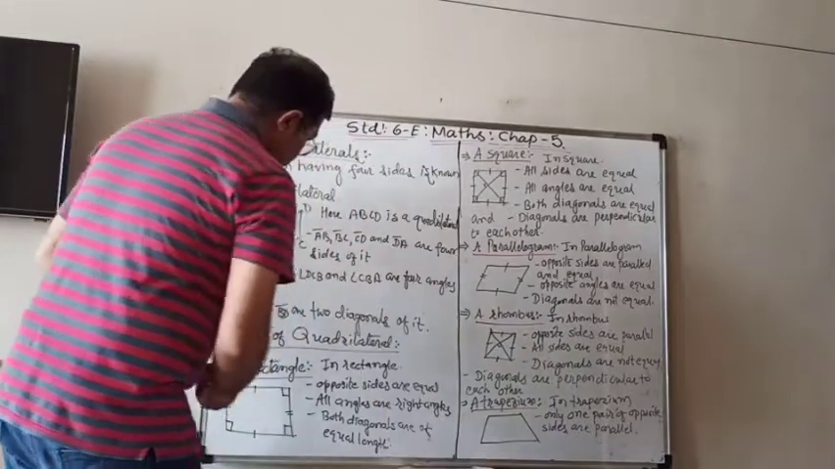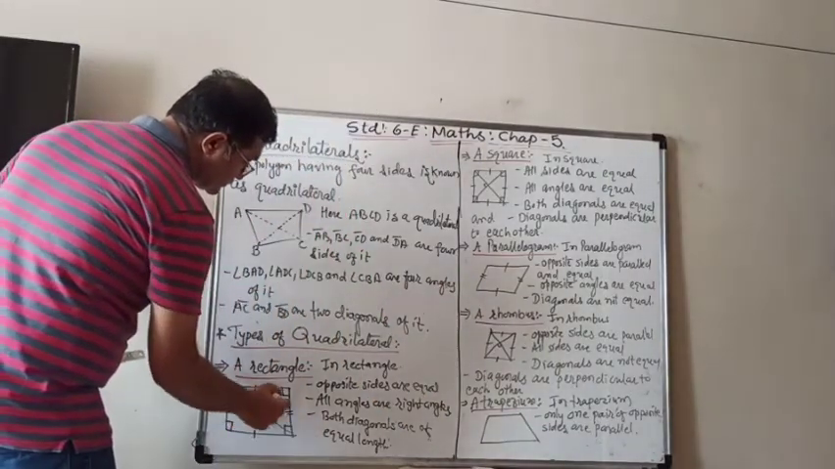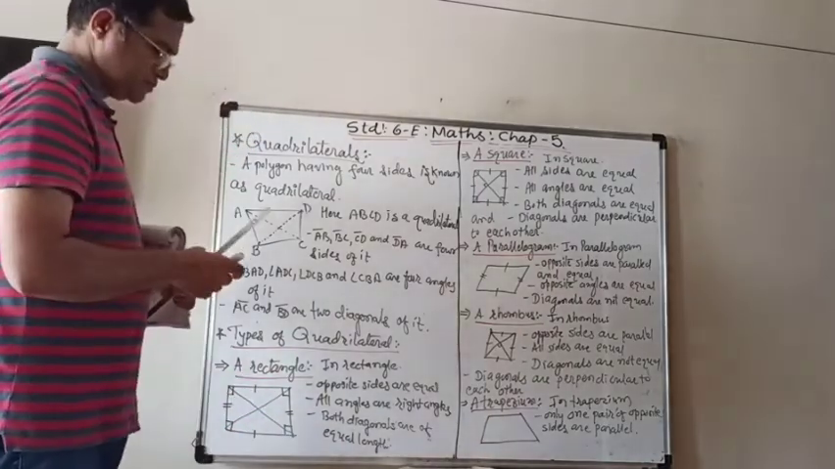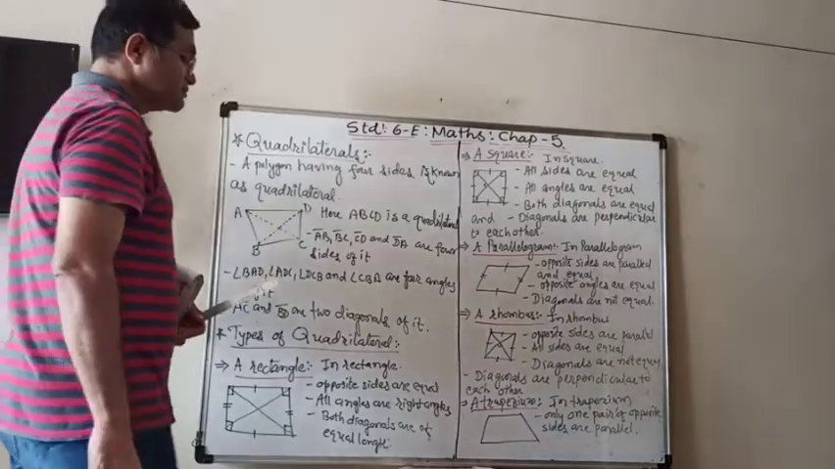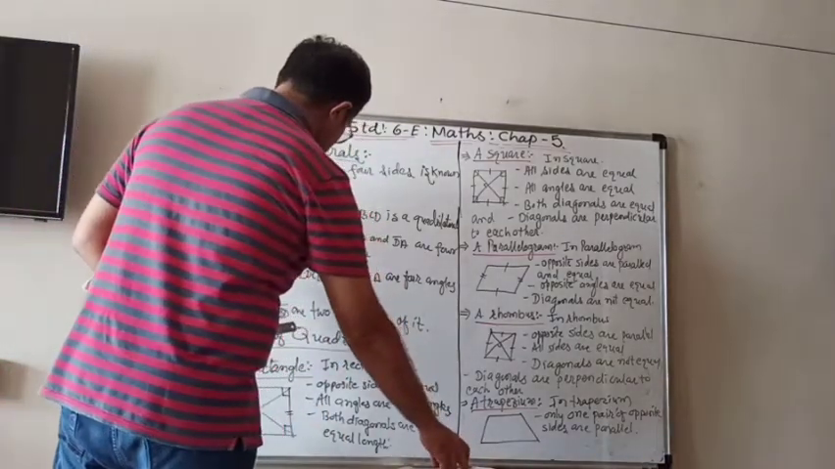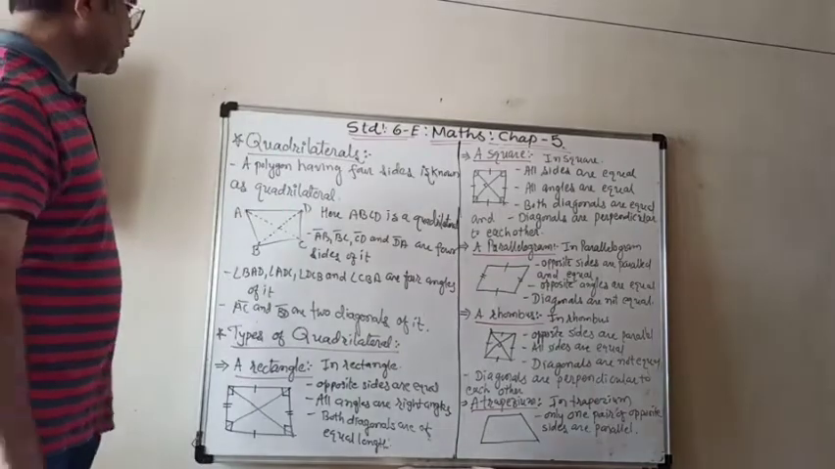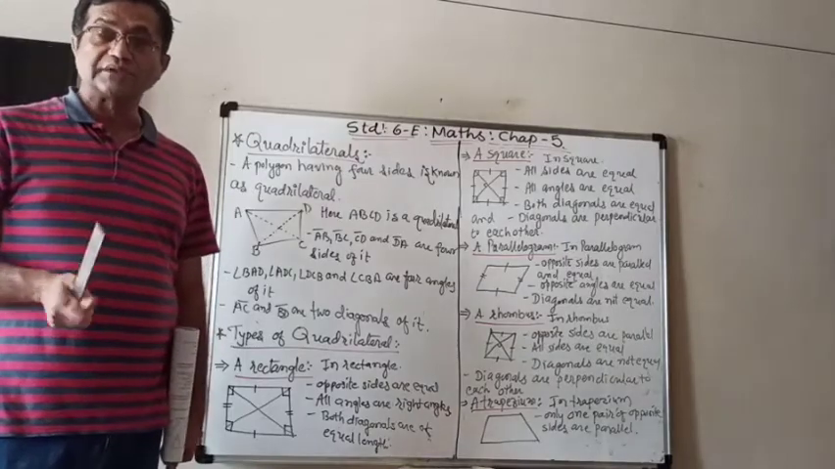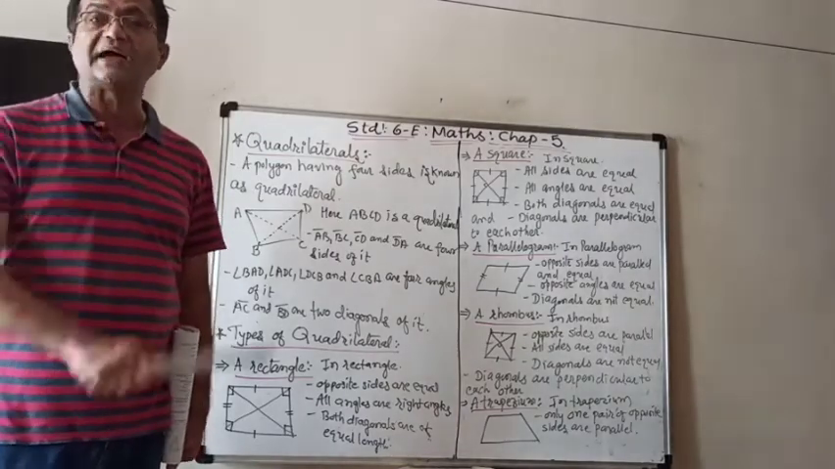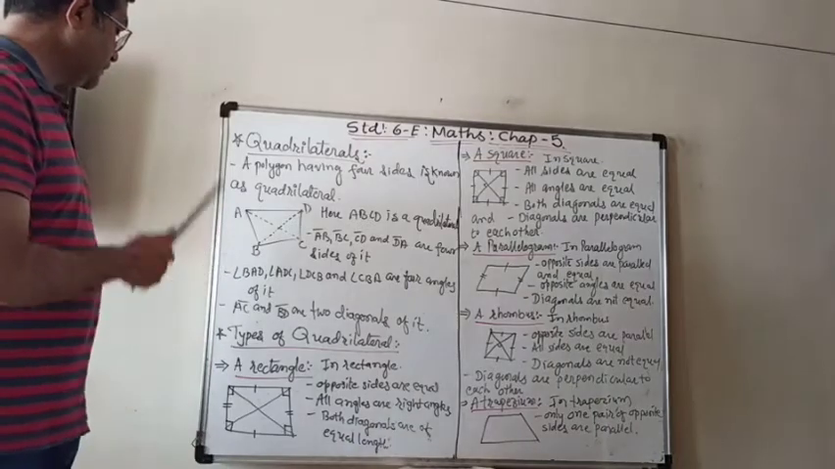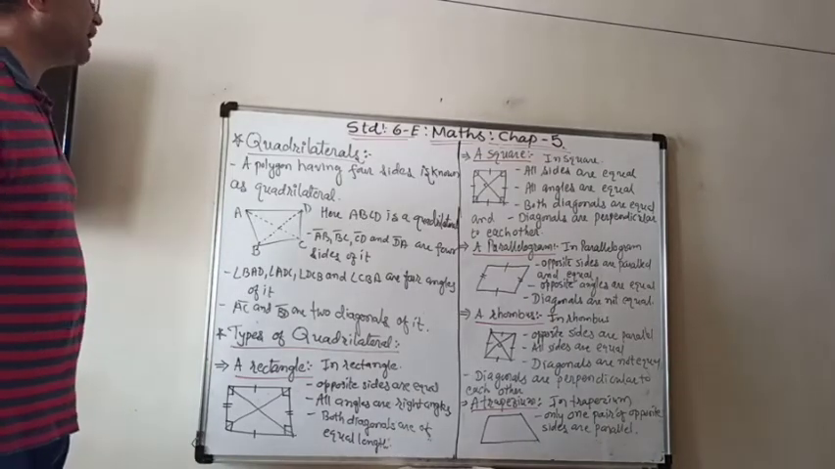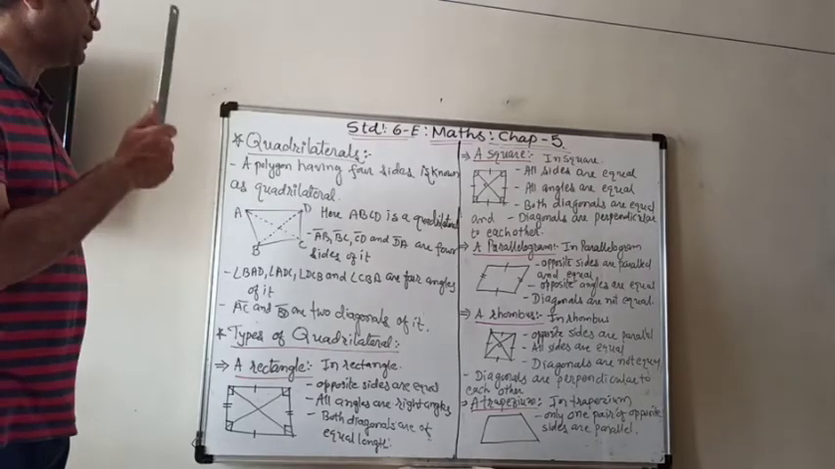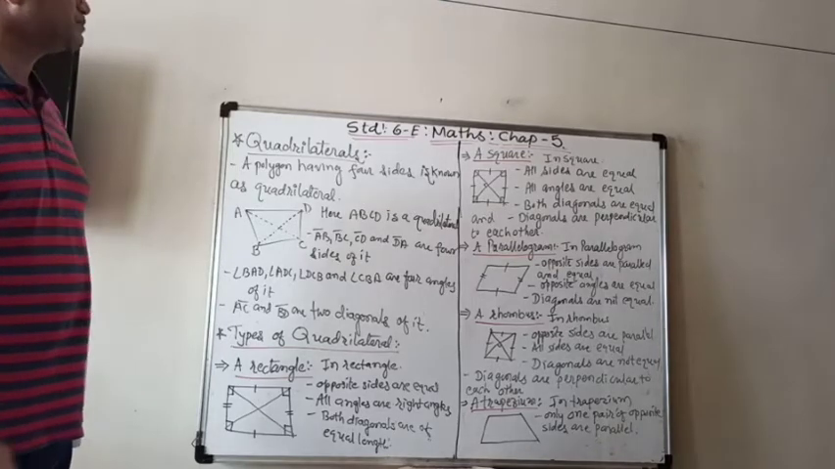It means that if you make the two diagonals, then the diagonals are also of equal length. Means the lengths of the diagonals are the same. So that is the type of quadrilateral whose name is rectangle, in which opposite sides are equal and all the angles are right angles. And the diagonals are of equal length, but they do not intersect at right angles, means they are not perpendicular to each other.